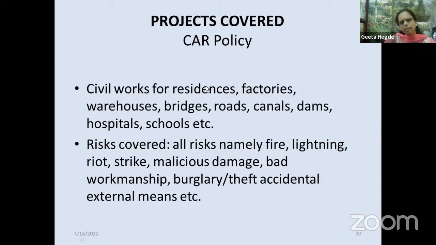Under the CR policy, the examples of projects are residences, factories, canals, dams, we are aware of this. It's an all risk policy, CR and ER both are all risk. Fire, lightning, riot, strike, malicious damage, bad workmanship, burglary, theft, accidental, external means, everything is covered.